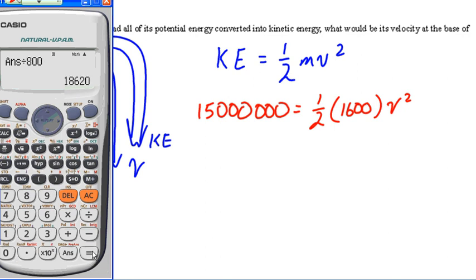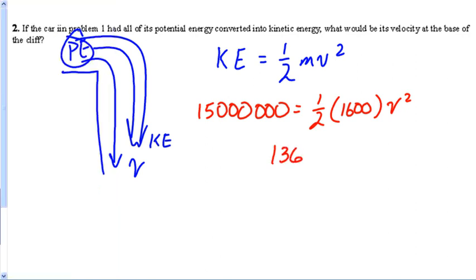Now you've got to remember to do something. You're solving for a squared variable, so to get your answer, take the square root of that answer. That gives 136.4. So I'm just going to write 136 meters per second, and there is my velocity. Make sure that you're able to do that problem.